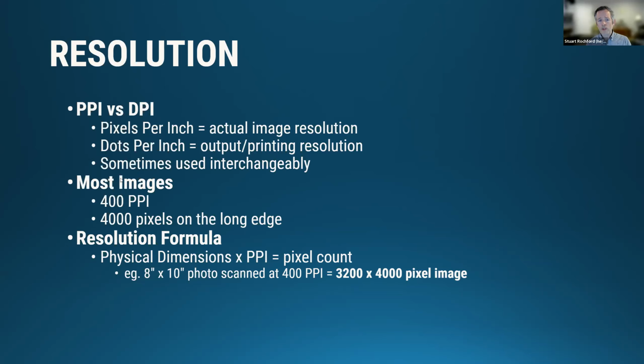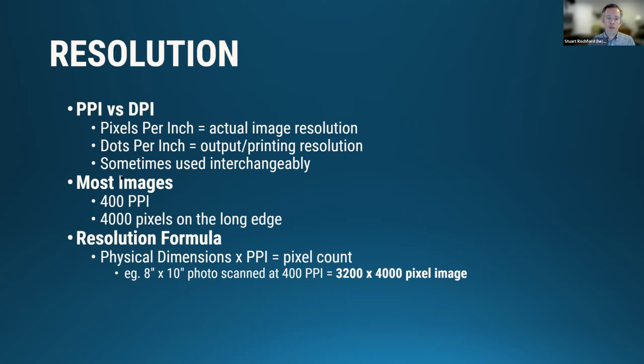Most images, we typically recommend scanning at 400 pixels per inch. Of course, that is not set in stone. Every institution will be different, and even the equipment will have its own limitations. And yeah, it's just a guide.